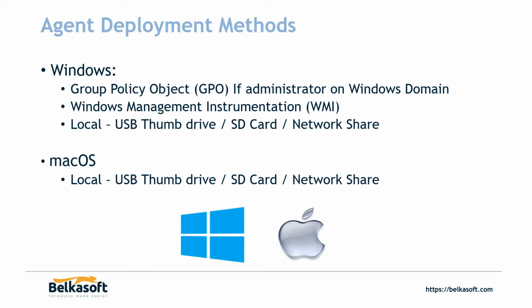The second option is Windows Management Instrumentation. So this will require an administrator username and password for the endpoint to which you are trying to deploy the agent. The final Windows deployment option is local, and that could be via a USB thumb drive, whether you've configured it to a specific endpoint. You walk to the endpoint, you plug the thumb drive in, and walk back to your remote acquisition server. You can acquire it in that manner as well.